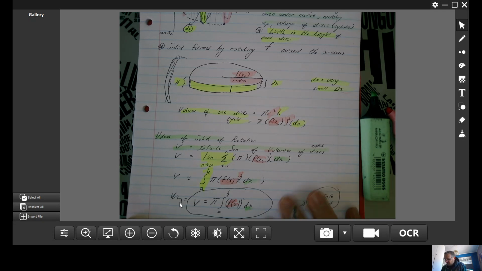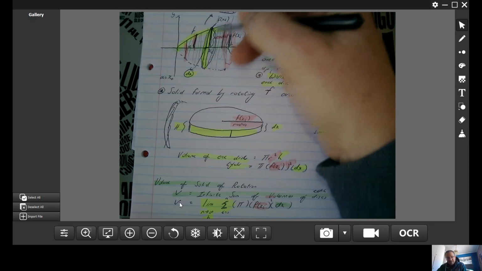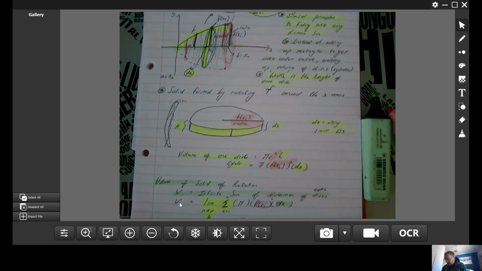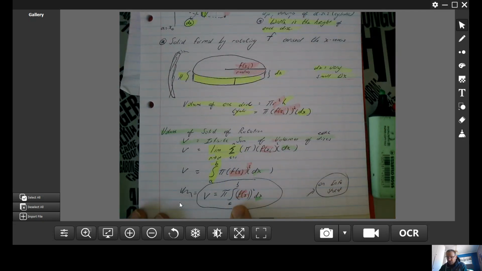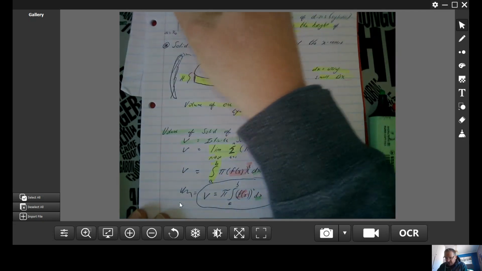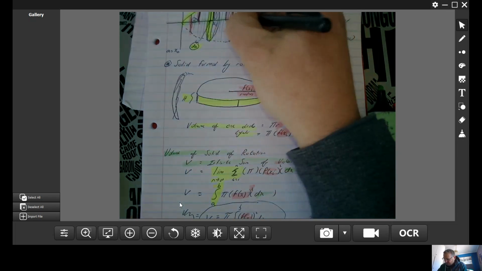So this is your formula for the volume of a solid of revolution, which is formed by rotating some curve f about the x-axis. So we form the solid by rotating f about the x-axis. In your formula, a is your lower boundary of your x values, and b is your upper boundary of your x values.